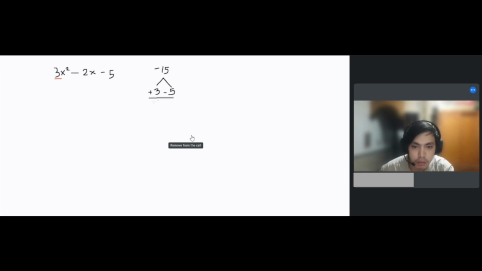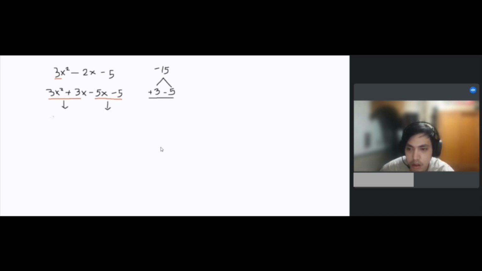And now we want to replace the middle term with these two factors. So what we do next is we rewrite the equation as 3x squared plus 3x minus 5x minus 5, since plus 3x minus 5x is still negative 2x. So we have to factor by grouping when we are dealing with 4 terms. Now this will be the first group and the second group.